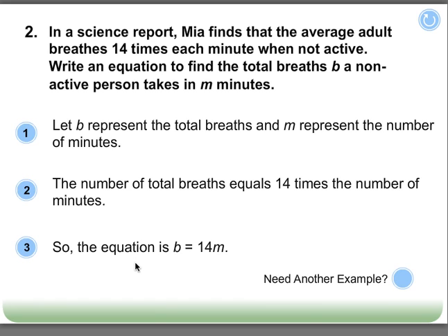So this is useful if I want to say, well, if you breathe 14 times for every minute, how many breaths would that be in, say, 5 minutes or something? So that's when that's going to become a useful thing, when I need to determine how much it would be if there's more. Okay.